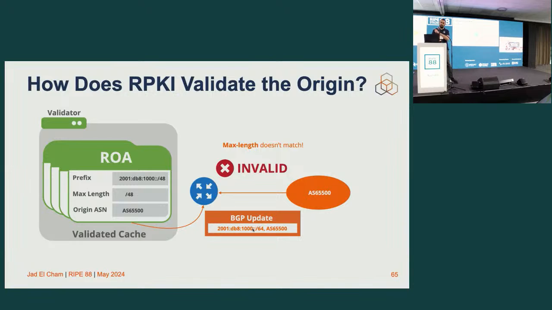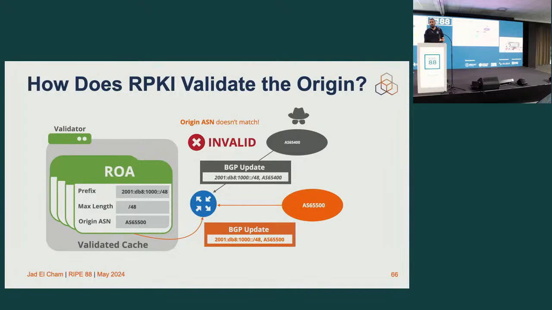Okay. Now, what happens if I receive an announcement for, let's say, a /64? Typically, you should not be receiving in BGP something for /64. The most specific thing that you can receive is for /48. But let's suppose this is the case, and it's coming from AS65500. But the ROA says I only accept /48s, and the maximum length is /48. So in this case, the BGP announcement would be marked as invalid, because the maximum length doesn't match.